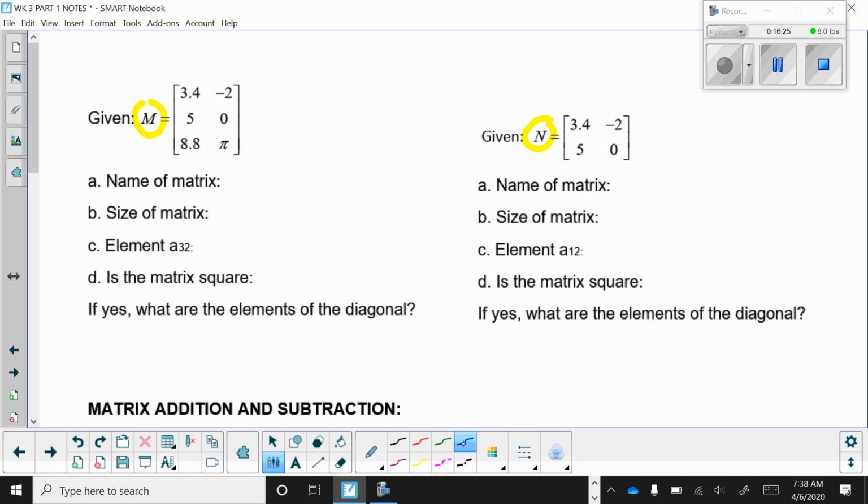So the name of this first matrix on the left is capital M. The size is 3 by 2. Okay. Remember, the first number is your horizontal rows. So there are 3. The second number is your vertical columns. And there are 2. And element A32, again, that first number 3 is your row. So we're going to find row 3.